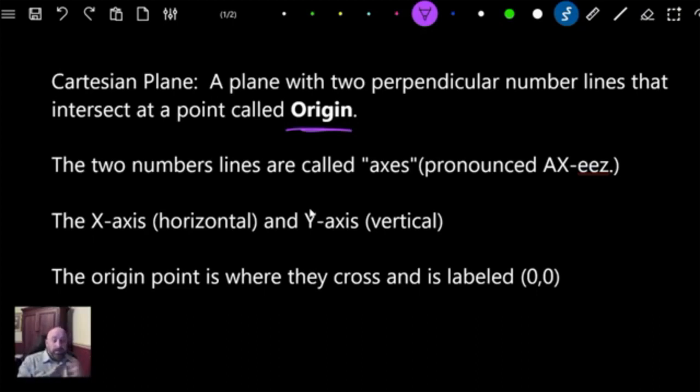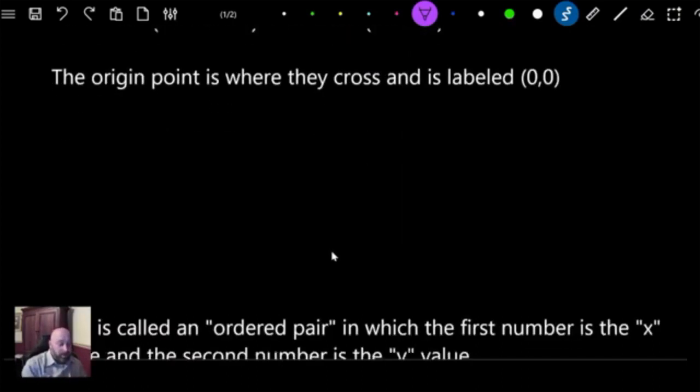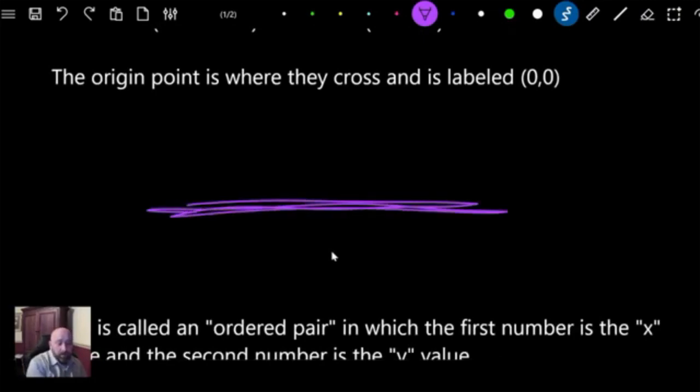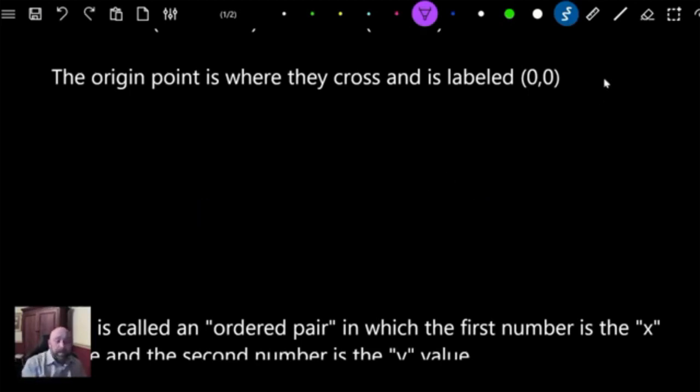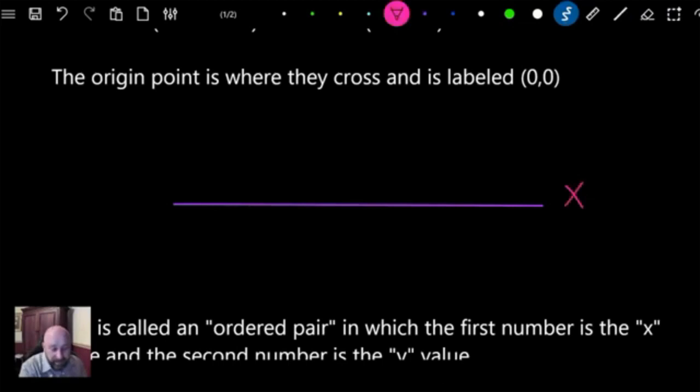The one is called the x-axis, and that is the horizontal. What does horizontal mean? Horizontal basically means that it goes this way. Like the sun comes up over the horizon. A horizontal line is one of these right and left type lines. So we'll go ahead and draw this right here. And we're going to call this the x-axis. So that one's the x.